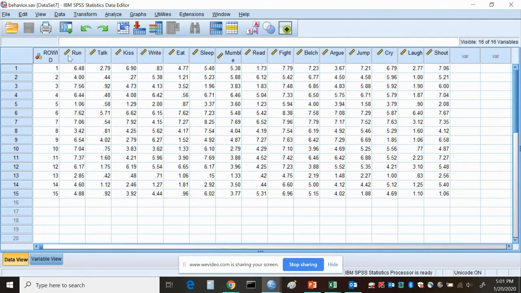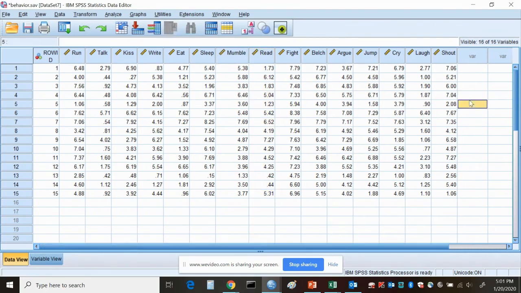So you see a whole series of behaviors: run, talk, kiss, write, eat, sleep, mumble, read, fight, belch, argue, jump, cry, laugh, and shout. These all appear to be on the continuous level, interval ratio variables, as opposed to categorical. So this is necessary in order to do a correlation. So correlation looks at the association between two continuous variables. And so this looks like a good data set to examine.